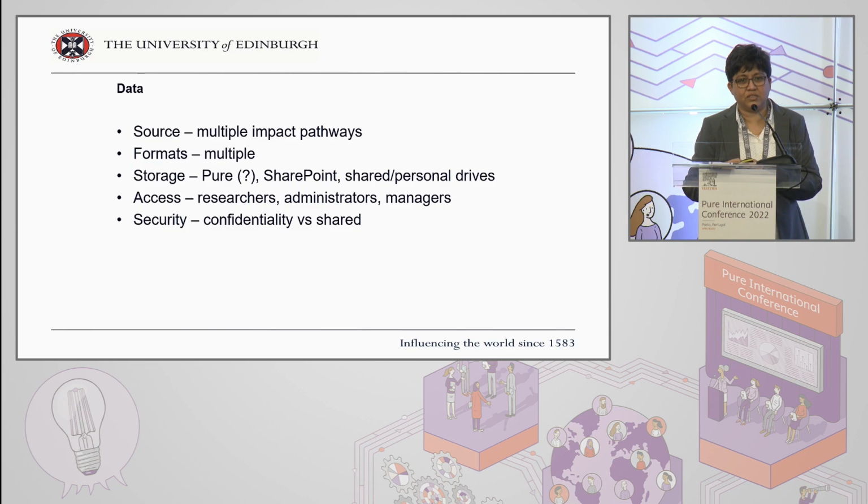Got multiple sources for impact data, multiple impact pathways as well. You're working with so many different subject areas, different types of ways of working for researchers, that they will have different sources and different times that they will collect impact information, different sources that they're collecting from as well. Formats, multiple. Got browser pages. You need to be able to collect archive browser pages, for example, email correspondences, videos, images, all sorts of formats you need to collect in terms of building an evidence base for your impact.